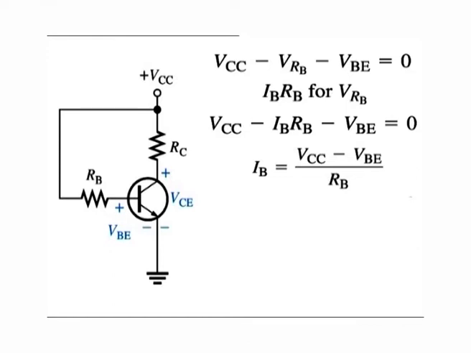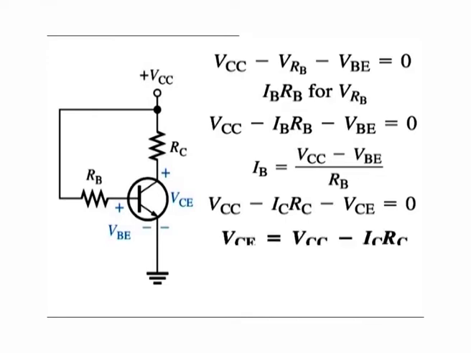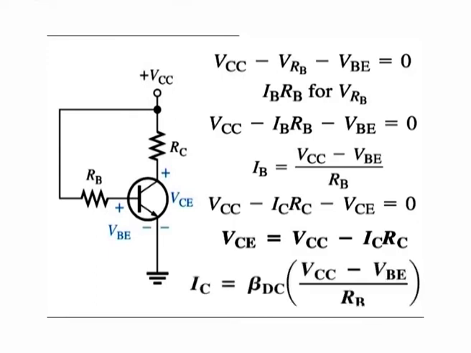Kirchhoff's voltage law applied around the collector circuit in the figure gives the following equation: VCC minus IC into RC minus VCE is equal to 0. Solving for VCE, we get VCE is equal to VCC minus IC into RC. Substituting the expression for IB into the formula, IC is equal to beta DC into (VCC minus VBE) over RB.